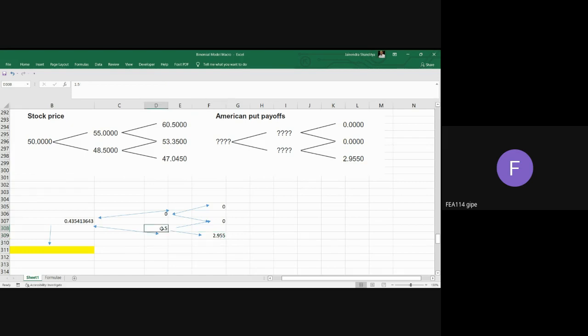So how do you calculate 1.5? We calculate 1.5 in the same way as we did. So let's see.